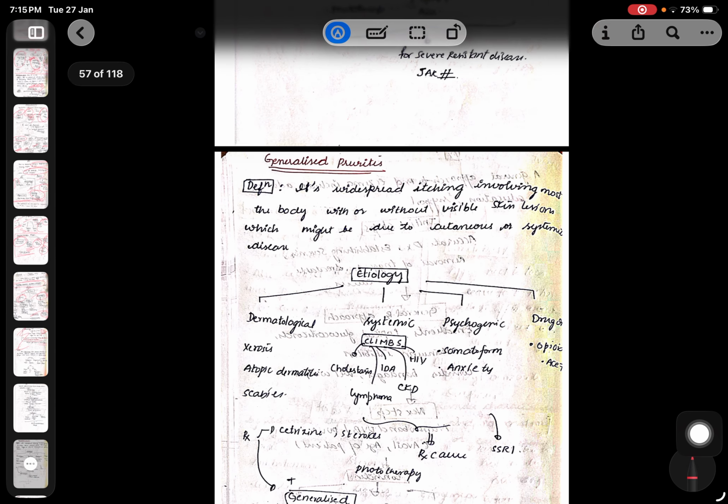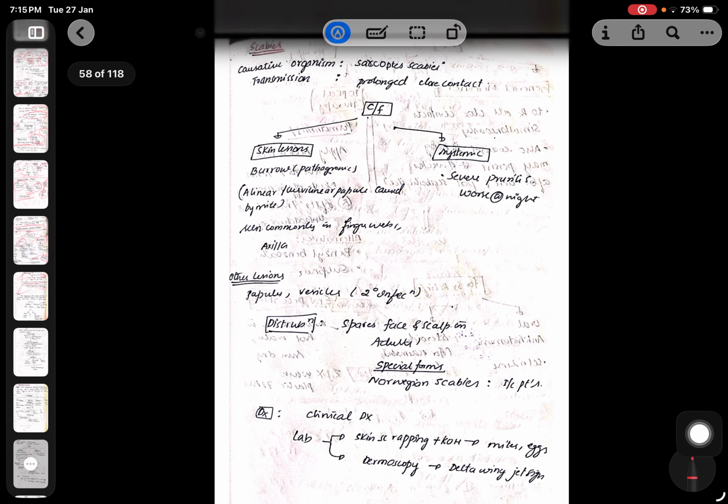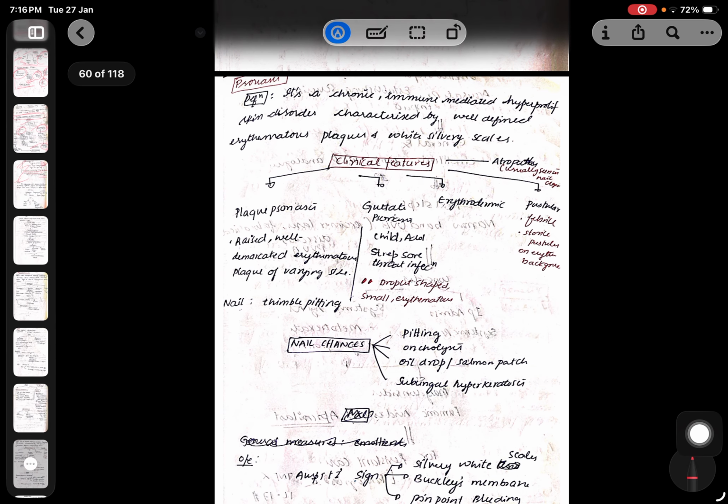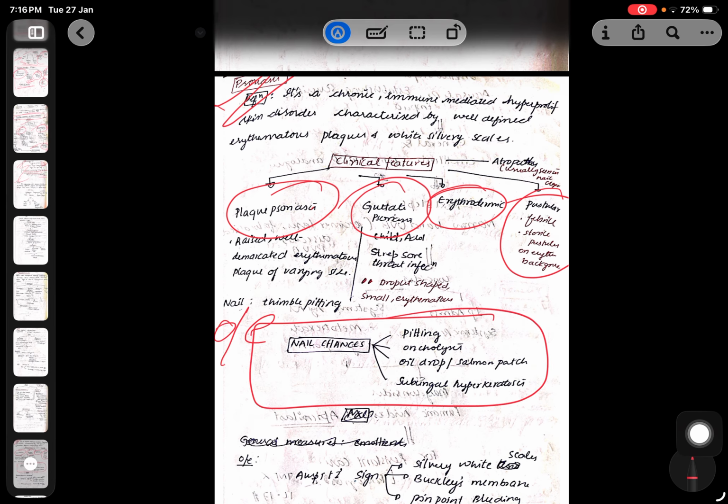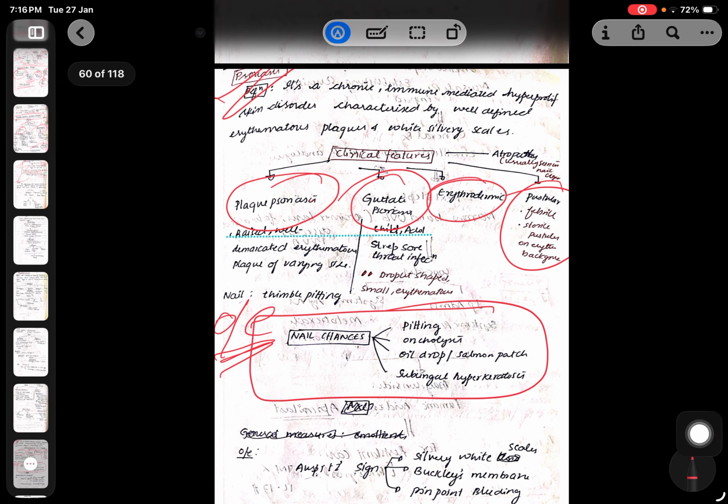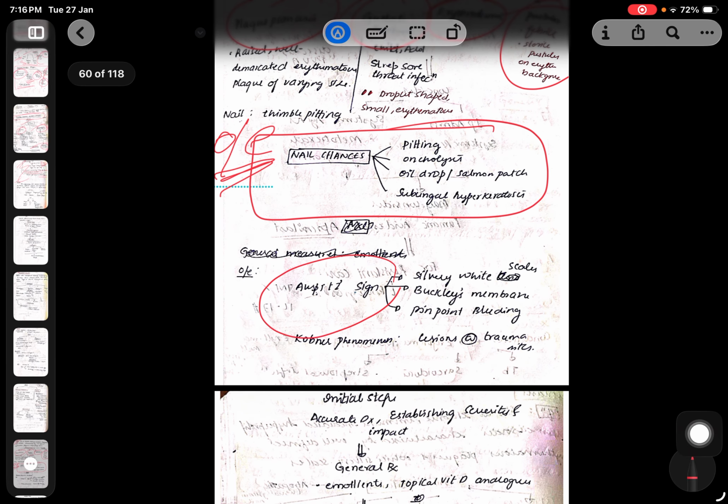The major question which you need to know is about psoriasis. So psoriasis, again, go with the definition, and you should know the types of psoriasis: plaque psoriasis, guttate, erythrodermic and pustular. So make sure you write about it and explain it. And also on examination, you have to write about the nail changes, which are pathognomonic of psoriasis. So you need to mention that, and also the Auspitz sign.